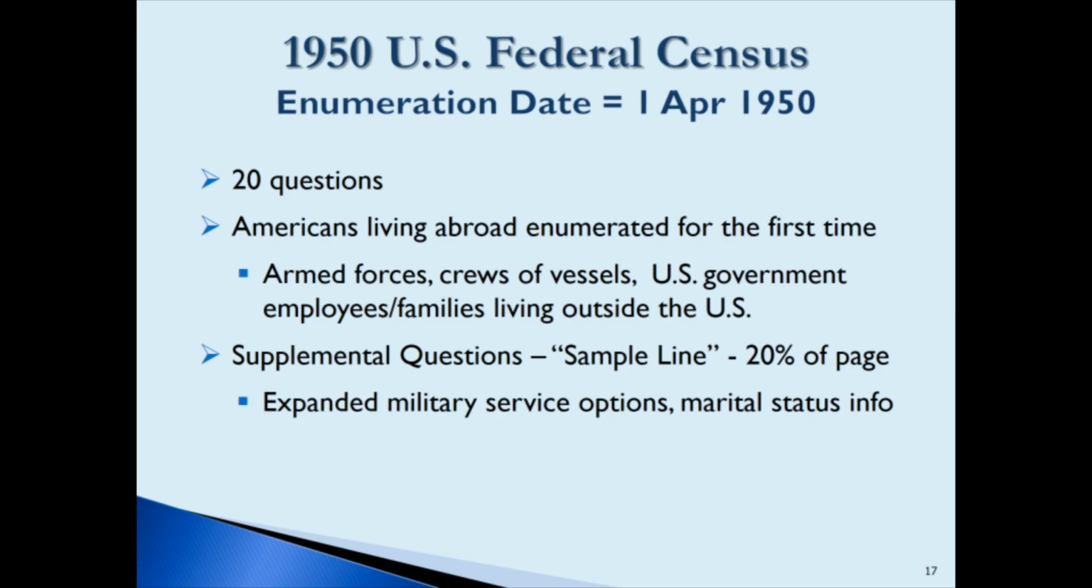Because of the increase in population and census staff wages, the number of questions asked of everyone was reduced to 20, and there was an increase in the number of people asked the supplemental questions from 5%, 2 people per page in 1940, to 20%, 6 people per page in 1950.